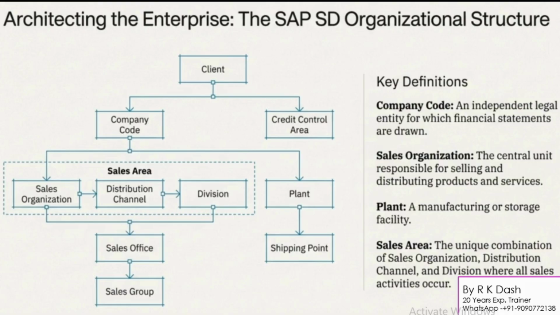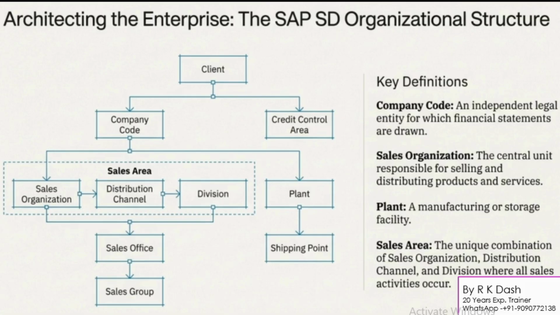Then comes the sales organization, after the company code. Company code is an independent legal entity for which financial statements are done. Sales organization is the central unit responsible for selling and distributing products and services. Then in the sales organization we will have the distribution channel, that means through wholesaler or retailer, how you are going to sell the product. So that is the distribution channel.